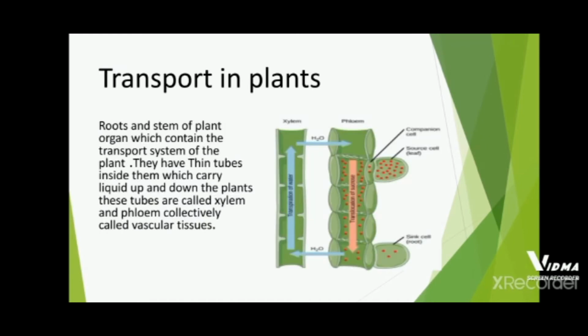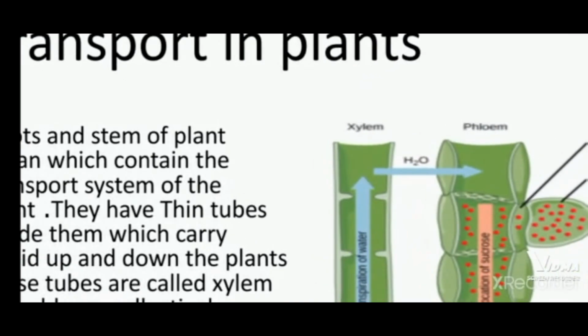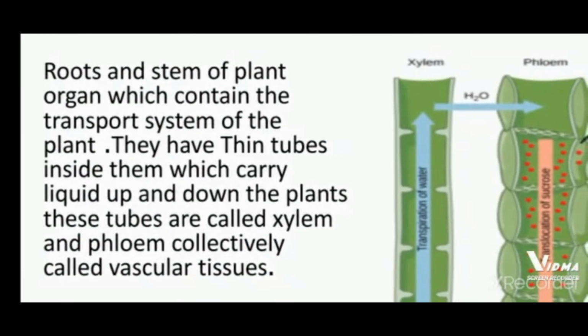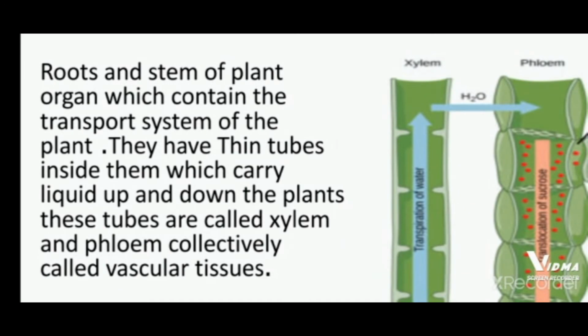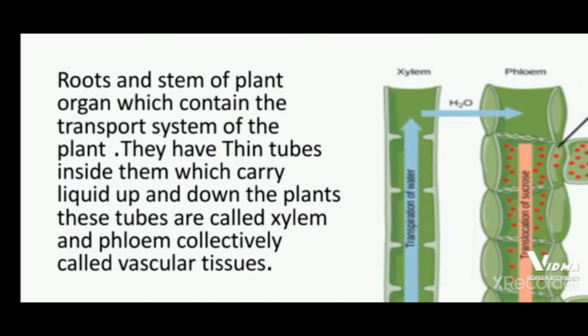Now we will talk about the transport system of the plant. The root absorbs water and minerals and transfers them towards the leaf for making food, and when the food is manufactured in the leaf, it is transferred to all parts of the plant. This is the transport system. The two types of tubes which help in this transport system are called xylem and phloem, and these tubes are collectively called vascular tissues. The bundle of these xylem and phloem tubes is called a vascular bundle.